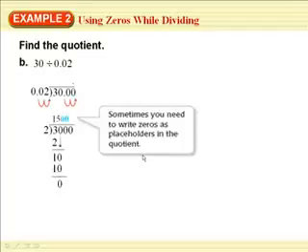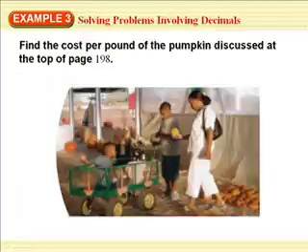There's those zeros. See, it says sometimes you need to write zeros as placeholders in the quotient. Find the cost per pound of the pumpkin discussed at the top of page 198. Oh my gosh, what are those people doing in those pumpkins? It says, at a pumpkin patch, you chose a pumpkin weighing 9.5 pounds and pay $4.75. What is the cost per pound of the pumpkin?